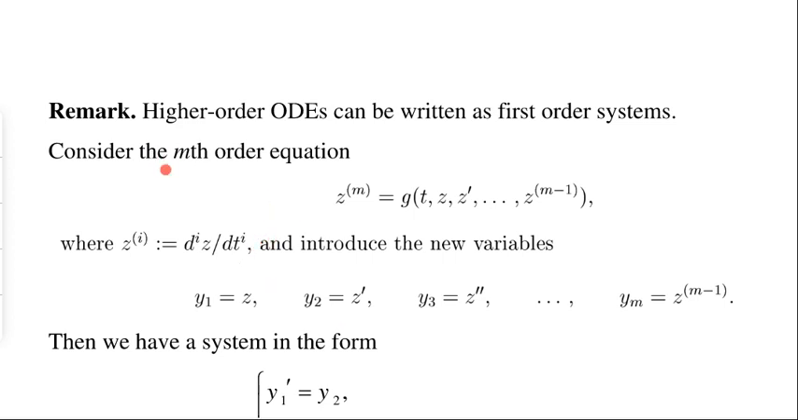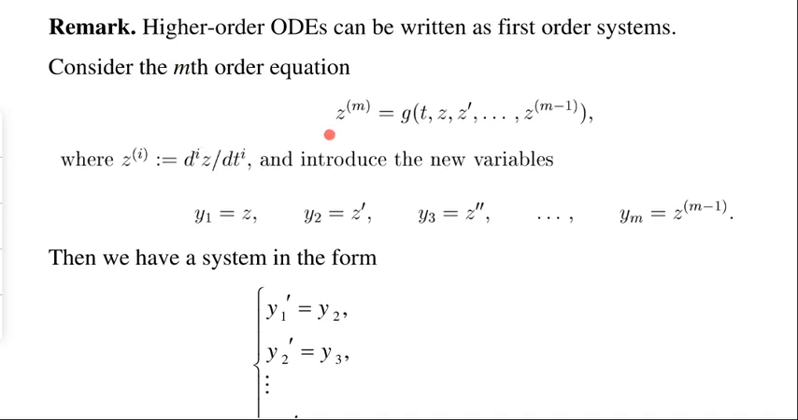Okay, here in this remark, I want to explain how someone can reduce a higher order ODE to a first order ODE. Let me consider this mth order ordinary differential equation. Based on our definitions in the previous session, this ODE will be of order m, because the biggest order of the derivative of our unknown function z with respect to our independent variable t in this equation is m.